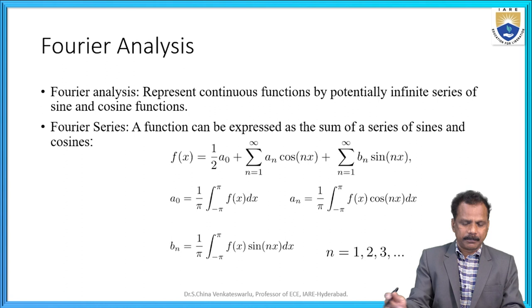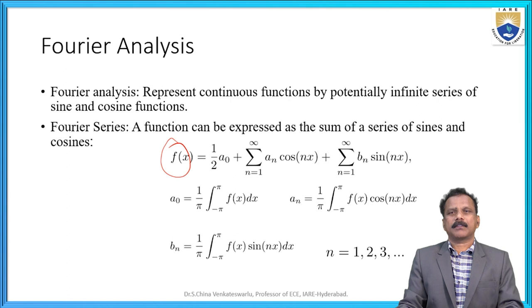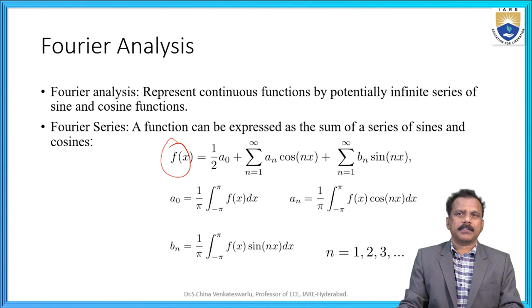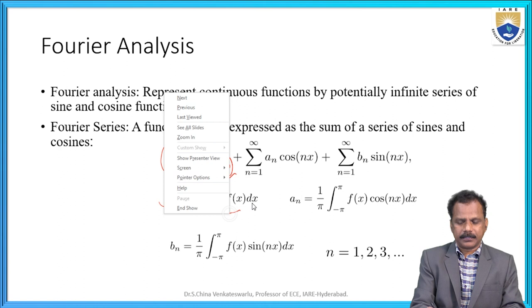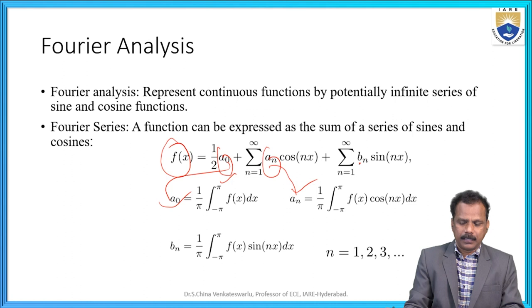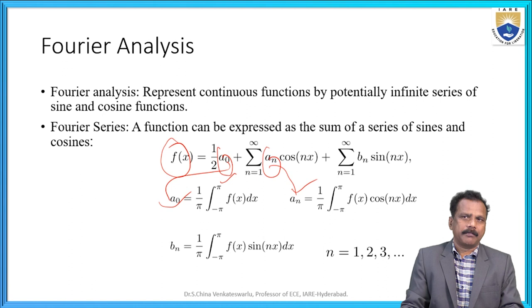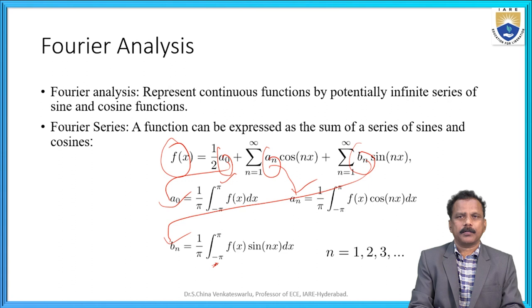Where x of k is equal to 1 by 2 into a naught plus summation n equal to 1 to infinity a n into cos of n x plus summation n equal to 1 to infinity b n into sine of n x. Here a naught is equal to 1 by pi integral minus pi to plus pi f of x into dx. Here a n is equal to 1 by pi integral minus pi to plus pi f of x into cos of nx into dx. Similarly, b n is equal to 1 by pi integral minus pi to plus pi f of x into sine of nx into dx.